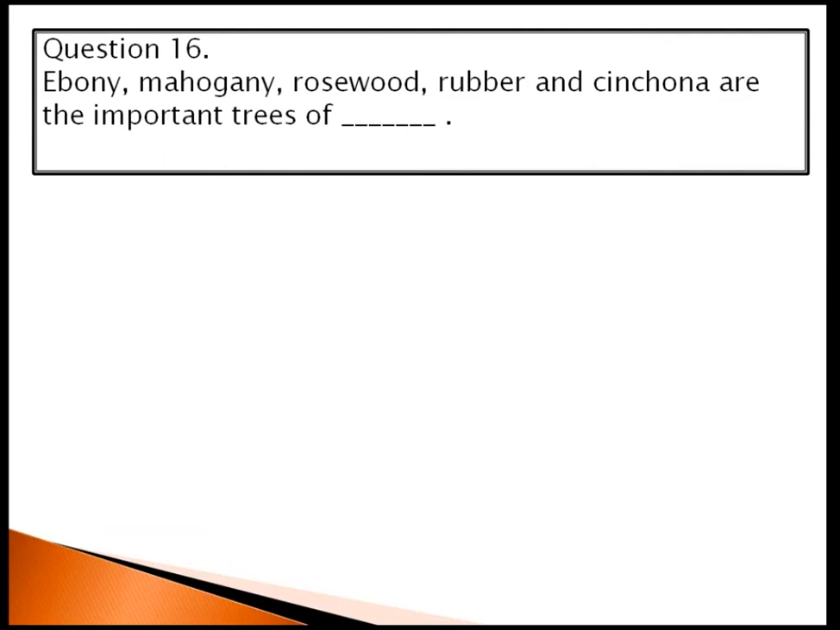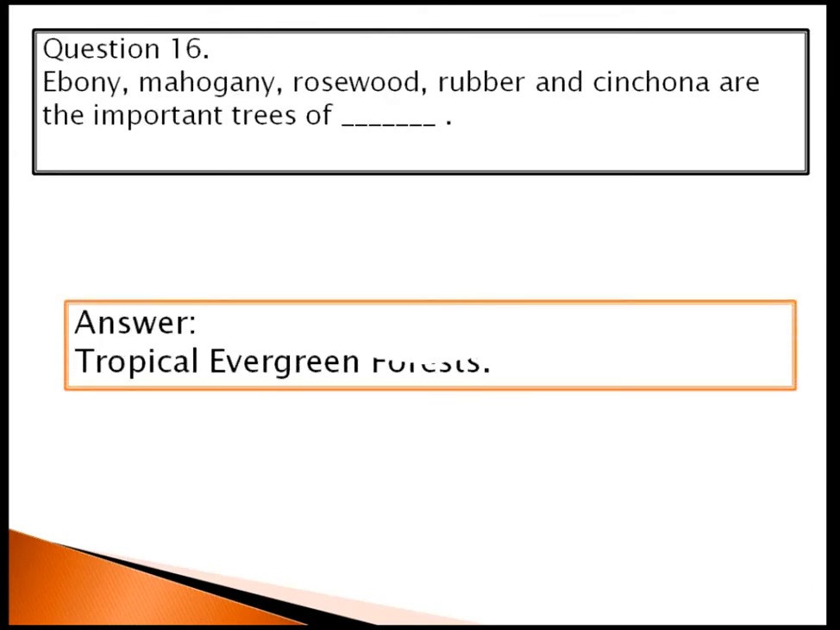Please go through the 16th question. Ebony, mahogany, rosewood, rubber and cinchona are the important trees of... By reading the names of the trees, you are quickly getting which forest it is. So that's a tropical evergreen forest. Let's check out the correct answer. So the answer is absolutely correct, tropical evergreen forest.